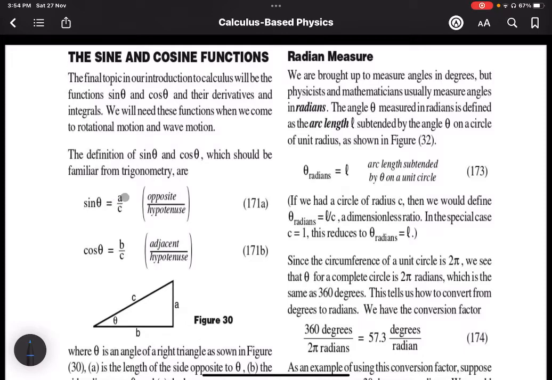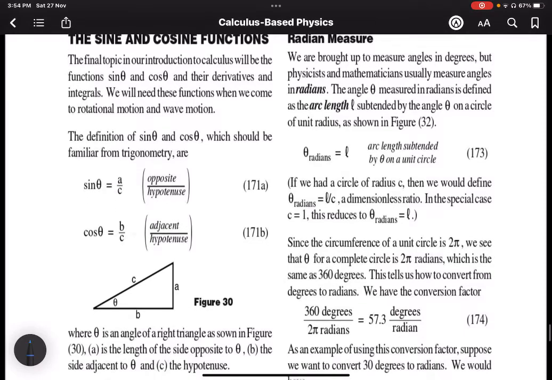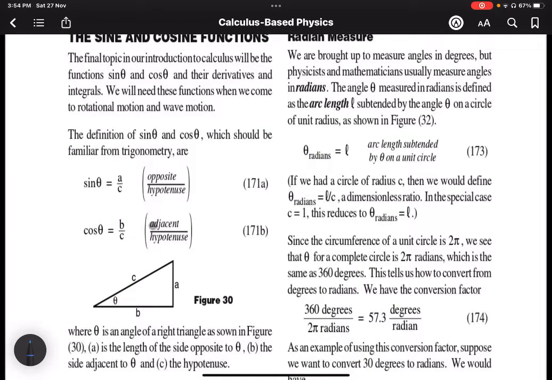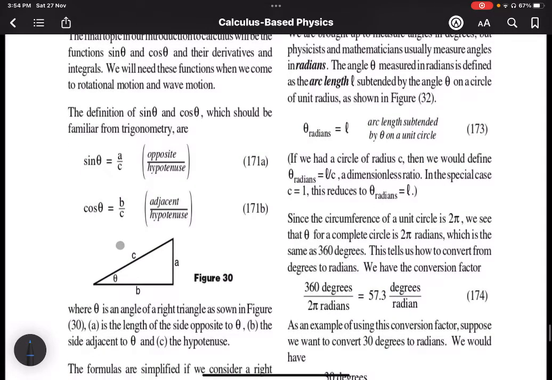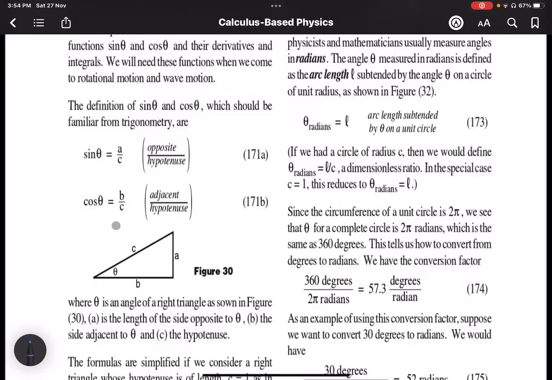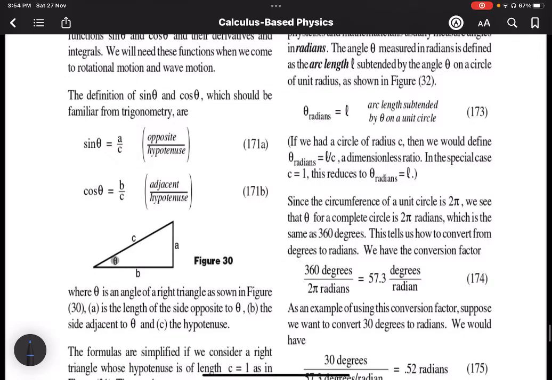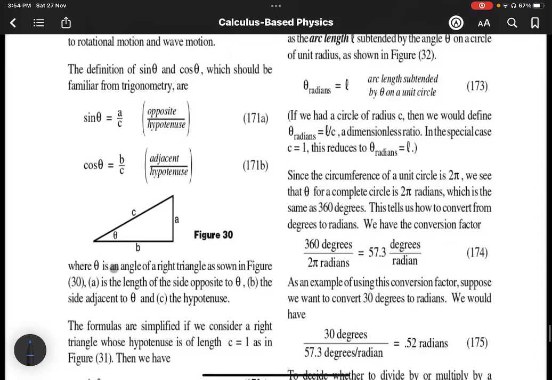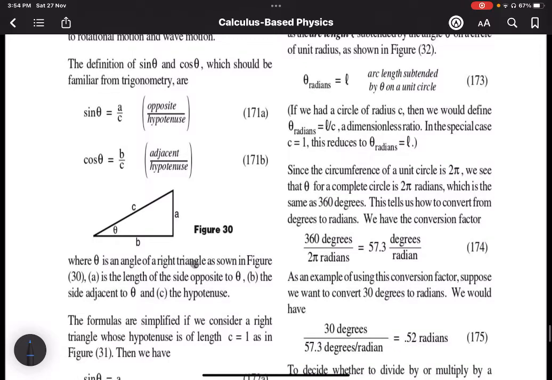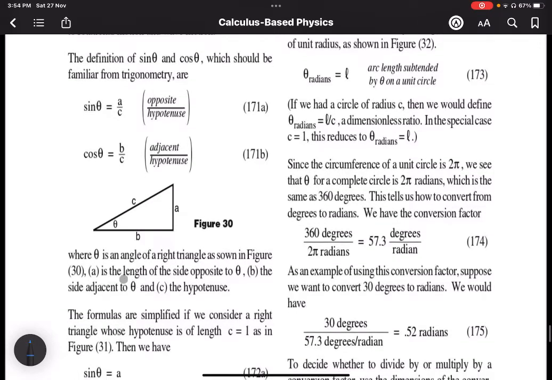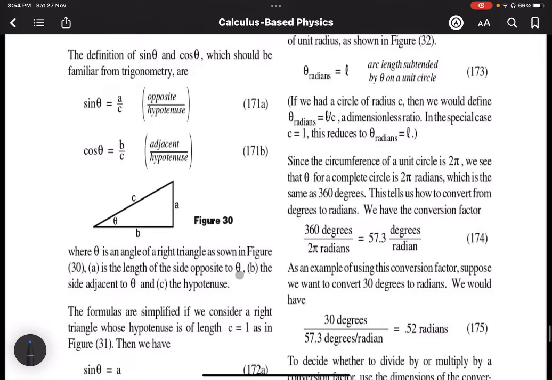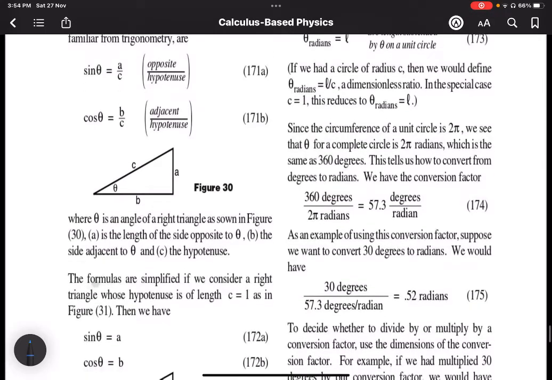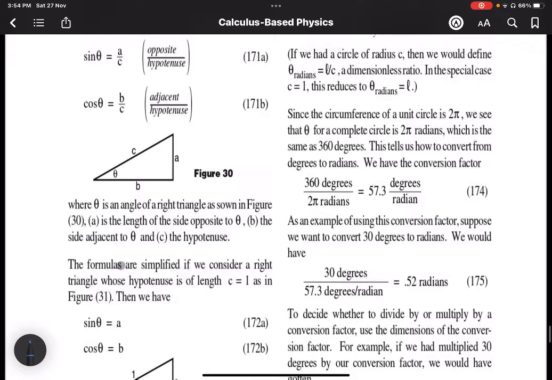Ang sine theta is equal to A over C, which is opposite over hypotenuse. Si cosine theta naman, B over C, adjacent over hypotenuse. Si tangent, kung isasama natin si tangent, alam niyo na yun, opposite over adjacent. So, review natin, ito yung angle. Ito yung ating opposite, ito yung adjacent, ito yung hypotenuse. Where theta is an angle of the right triangle as shown in figure 30. A is the length of the side opposite to theta, B the side adjacent to the angle, and C the hypotenuse.